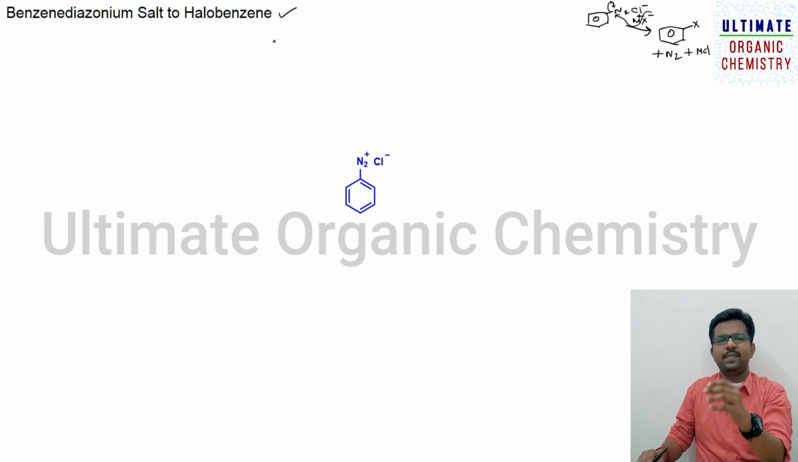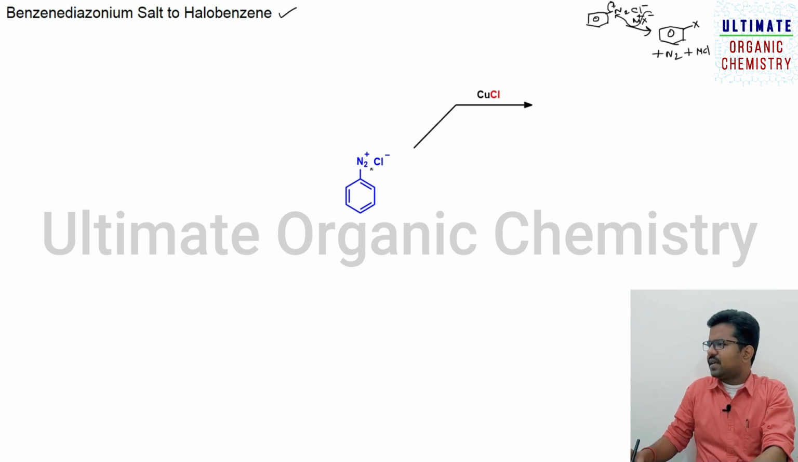Halobenzene means it can be chlorobenzene, bromobenzene, iodobenzene or fluorobenzene, etc. Okay, let us discuss the first reaction. When benzene diazonium chloride is treated with CuCl, that is copper 1 chloride, you can see that the counter anion Cl minus will attack here and N2 will leave, forming chlorobenzene as the product.